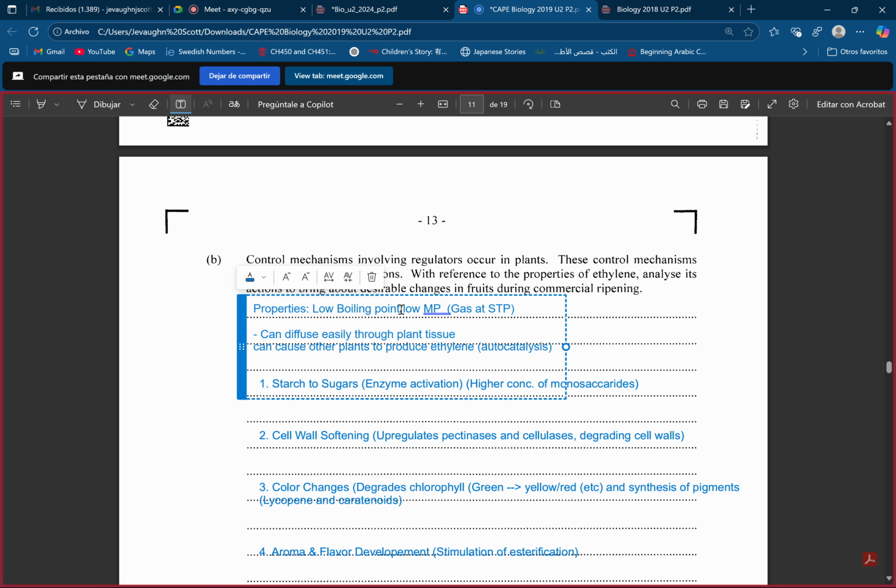So low BP and low MP, right? So it won't condense at low temperatures. All right. So our lovely little ethylene, simple ethene.